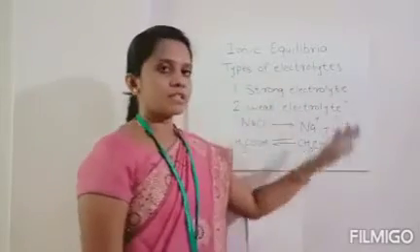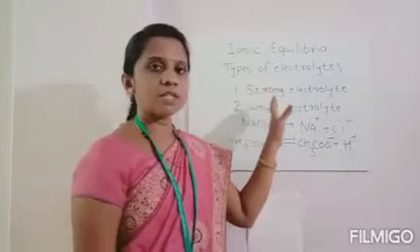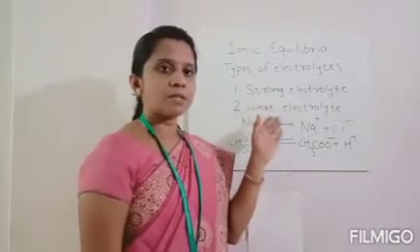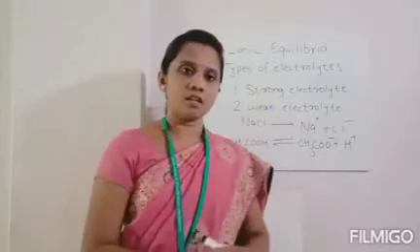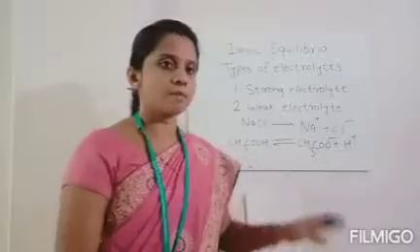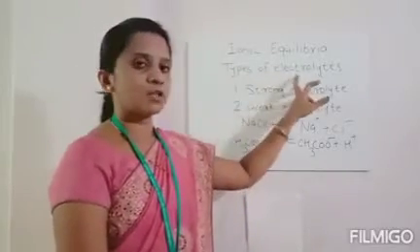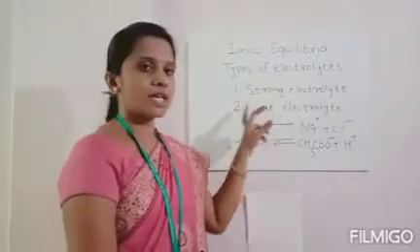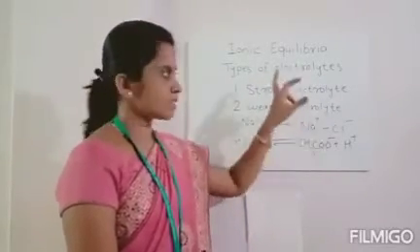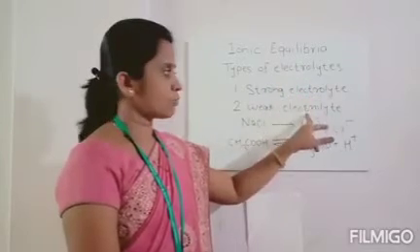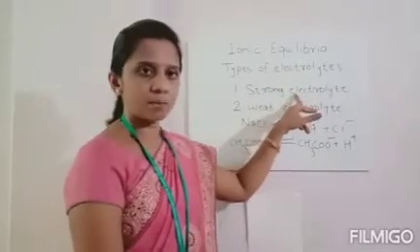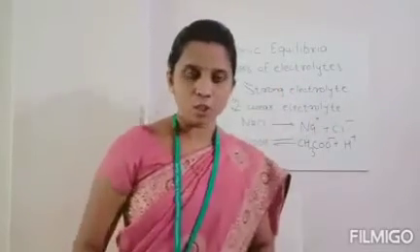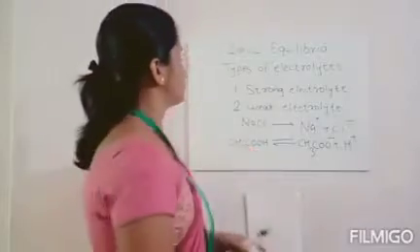So this much is clear to you. Ionic equilibrium means what? It is the equilibrium between ions and unionized molecules. Then types of electrolytes, strong electrolytes and weak electrolytes, partial dissociation for weak electrolyte and complete dissociation for strong electrolyte.